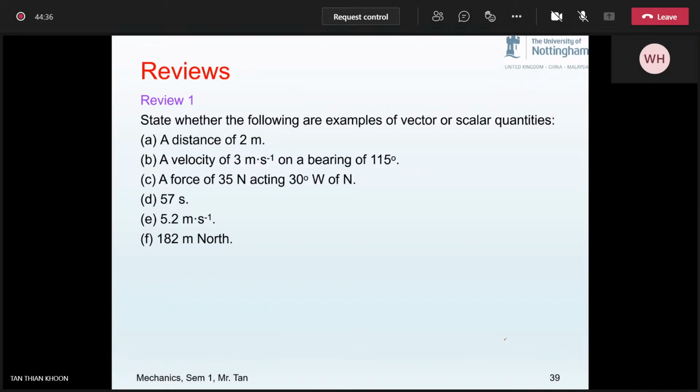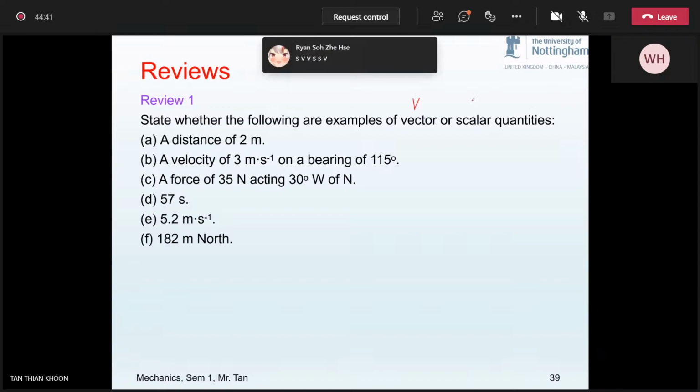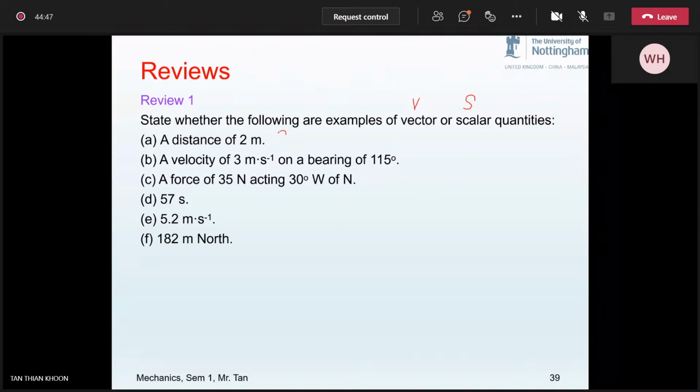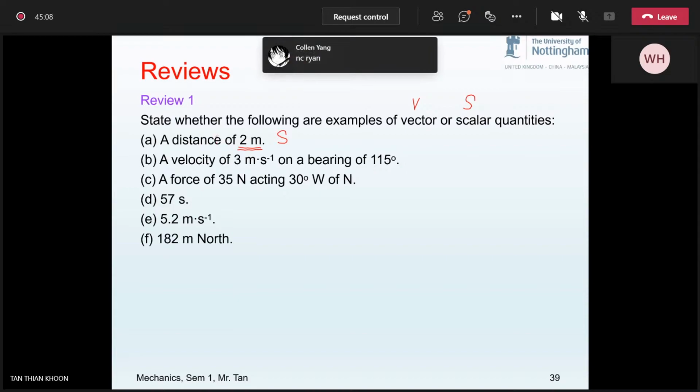So the first one, is it a vector or a scalar? It's a scalar. Everyone says scalar. Why? Any reason? No direction, sir. It's only magnitude here, right? We try to find on the left, on the right, in between the words. There's no word saying right or left, or north. Correct or not? Yeah, that's right.